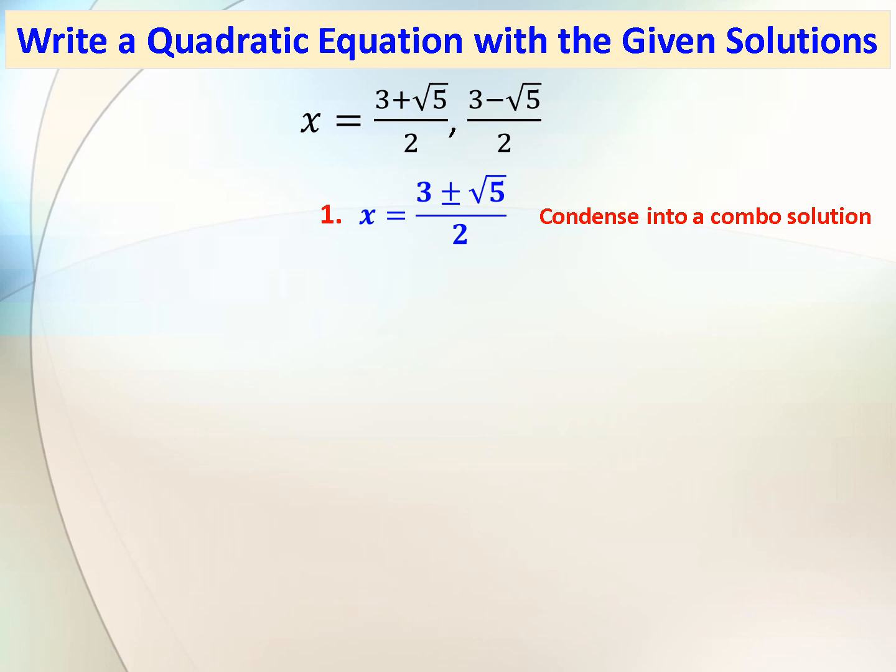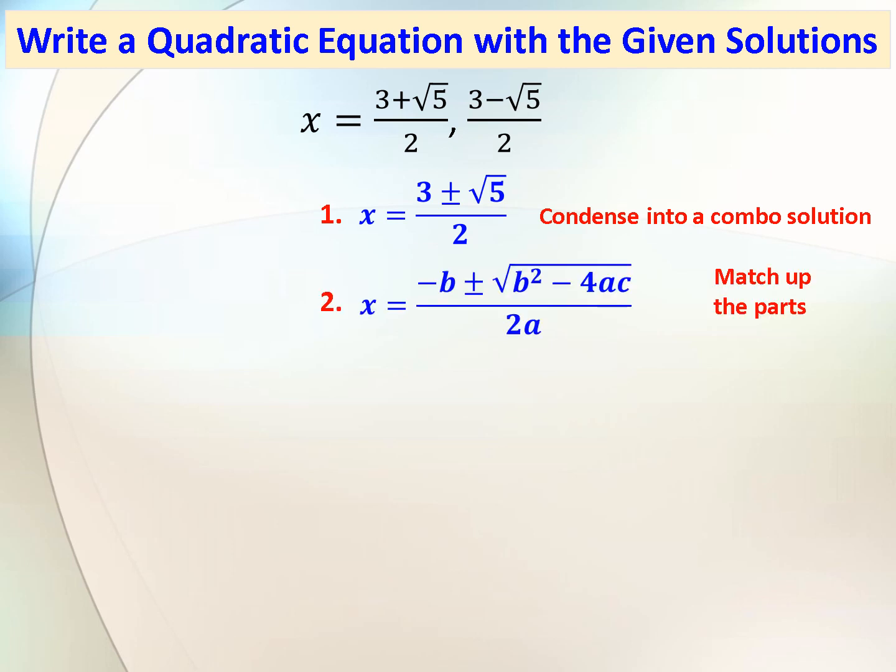Step 2 is I'm going to write the quadratic formula right under it. And then I'm just going to match up the parts. So the first thing I notice is that, well, 3 is in the spot of negative b. So I'm going to say negative b equals 3. So that means that b equals negative 3. Then I notice, well, 2 is in the spot of 2a. So that means that 2a equals 2, which means a equals 1.